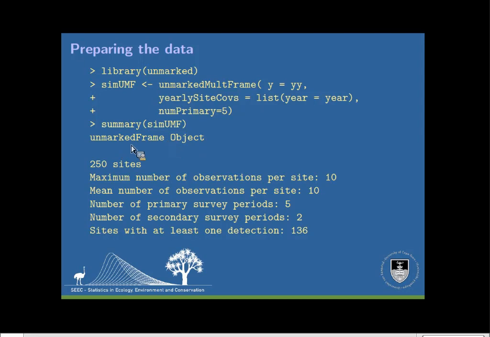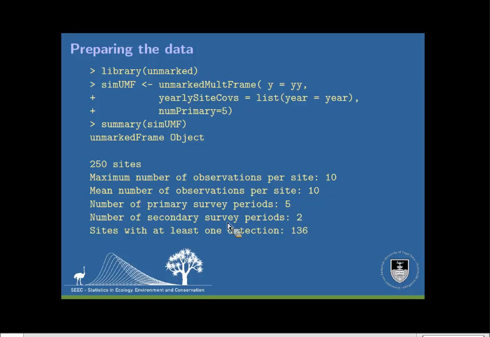We have 5 in this case, and then unmarked. And then this function here turns these data into an unmarked object, an unmarkedFrame object it's called. So you can see a summary here. We can see we've got 250 sites. So you always need to check that things are correct.